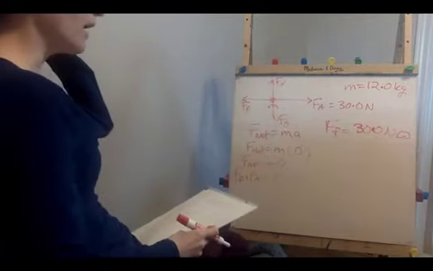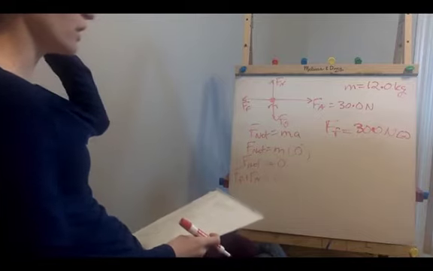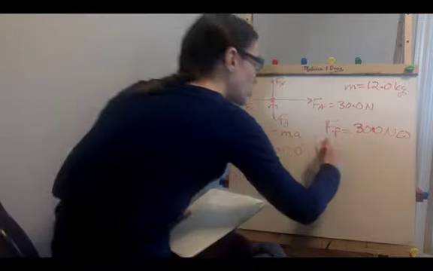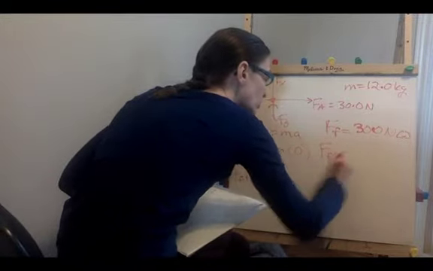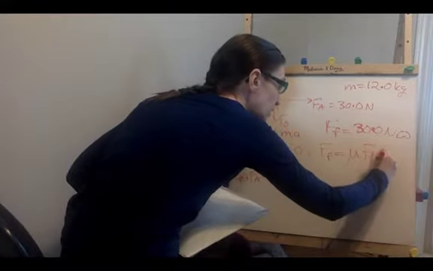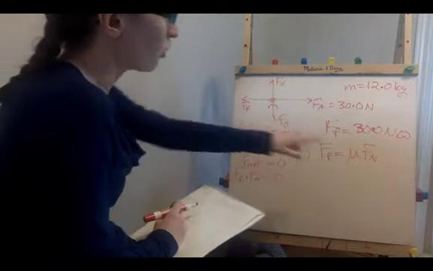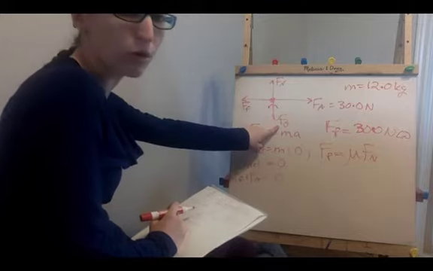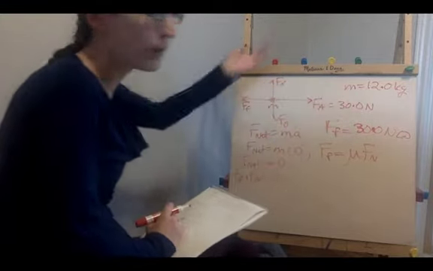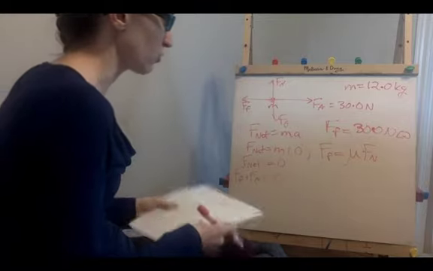All right, and ultimately what we were trying to find was the coefficient of friction. So that brings us to the only equation that involves the coefficient of friction: force of friction is equal to mu times the normal force. Our normal force is going to be equal but opposite to our force of gravity, which we can find by taking the mass and multiplying it by 9.81 meters per second squared.